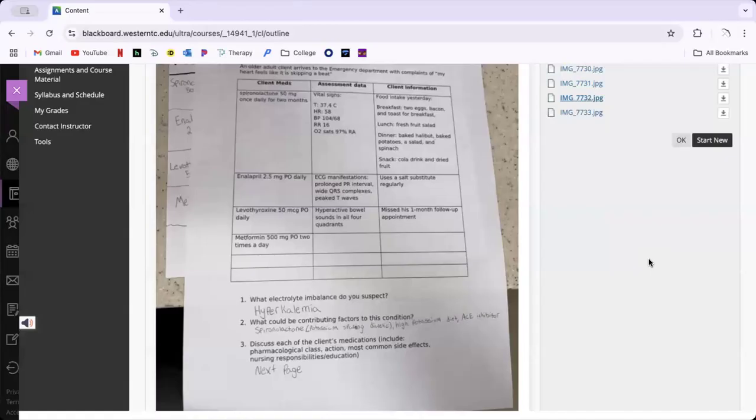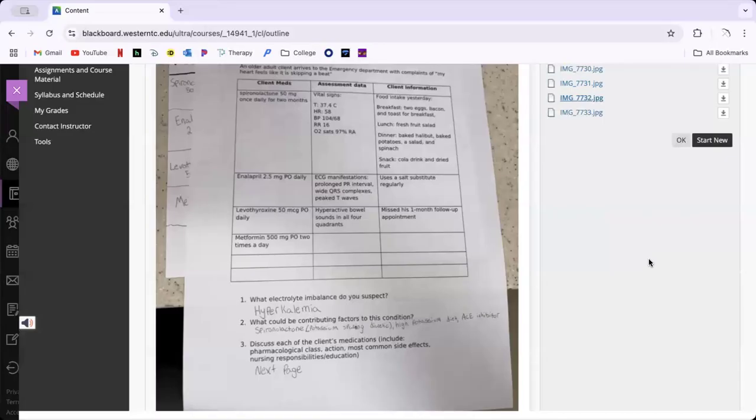Okay, anything else that made you think that this client might have hyperkalemia? Everybody agree it's hyperkalemia? Yep. Salt substitute. We use that, but it's high in potassium. Yep, good. Okay, what else? Also, many of the medications that they're on have side effects of hyperkalemia. Okay, so we'll talk about the medications here.